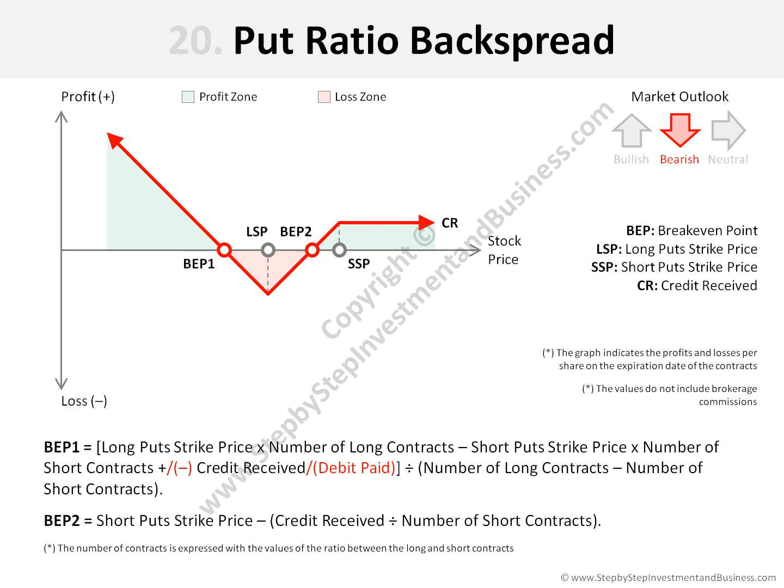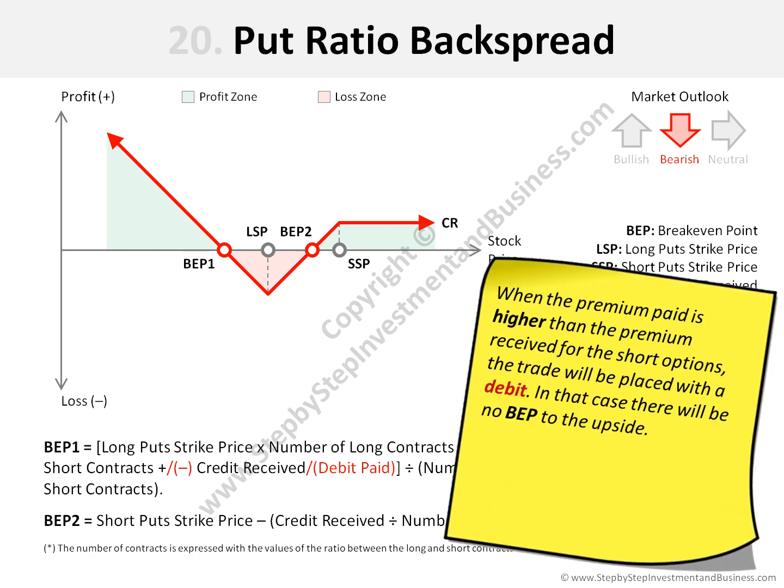The break-even points define the profit and loss zones. In our case, for stock prices lower than break-even point 1 or higher than break-even point 2, we are in a profitable situation. In contrast, for stock prices between break-even point 1 and break-even point 2, we are in a losing situation. As we said, when the premium paid is higher than the premium received for the short options, the trade will be placed with a debit. In that case, there will be no break-even point to the upside.